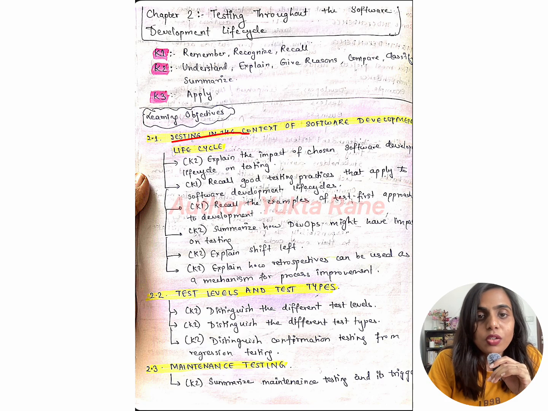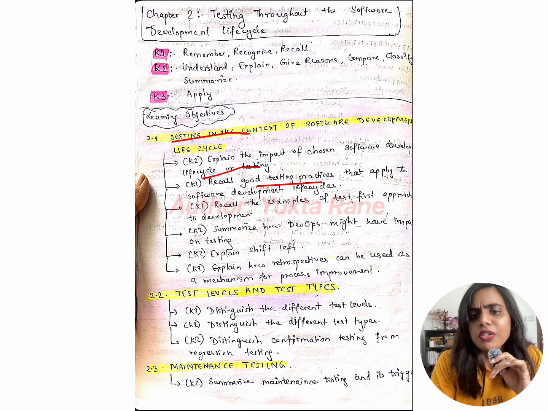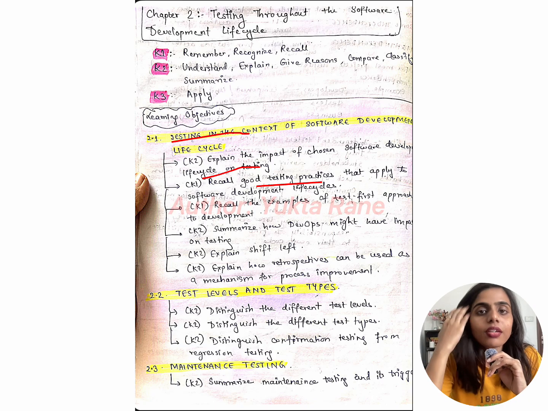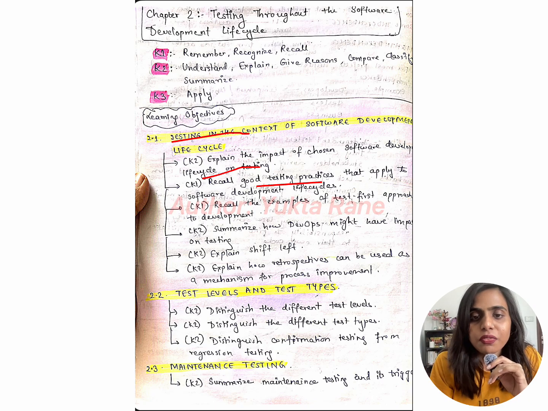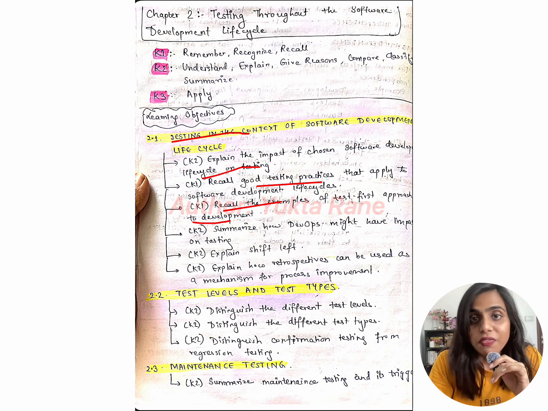First submodule is impact of chosen software development lifecycle on testing. In this, we'll be covering the different SDLC models, and in what situations we'll be choosing which model. Second one is K1, where you have to just recall good testing practices. Some of the testing practices we have already covered in chapter 1, so it won't be that difficult. K1 is to recall the examples of test first approach to development. Do you remember shift left or early testing principle? So it relates to exactly the same but in detail.